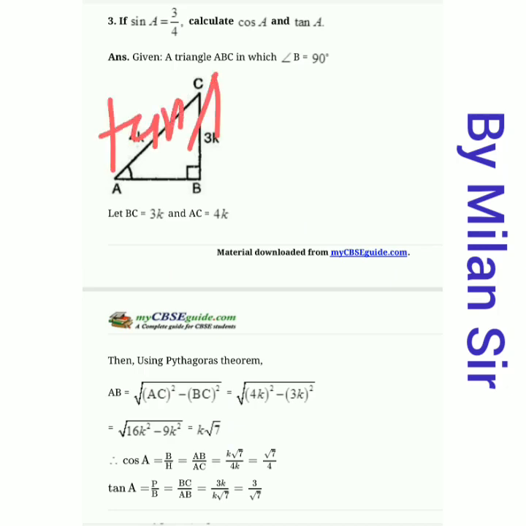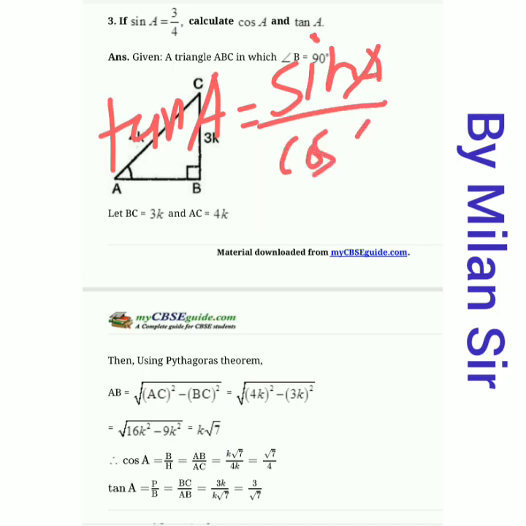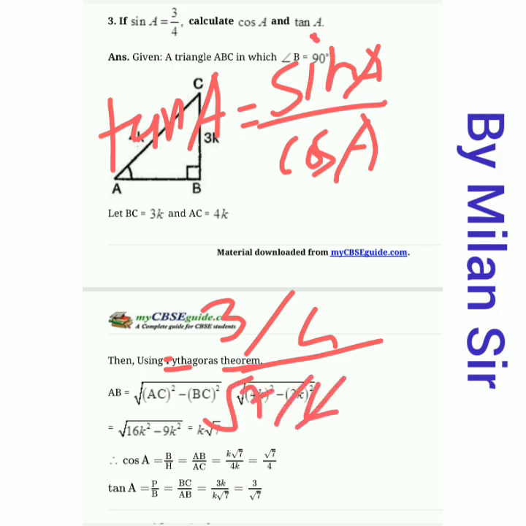So tan A is equals to sine A upon cos A. This formula we also learn in our theory part. So put the value of sine and cos. Now sine A is equals to 3 by 4, and cos A, right now we got under root 7 by 4. So denominator cut. So finally we got 3 upon under root 7. We can also use this method. Okay.